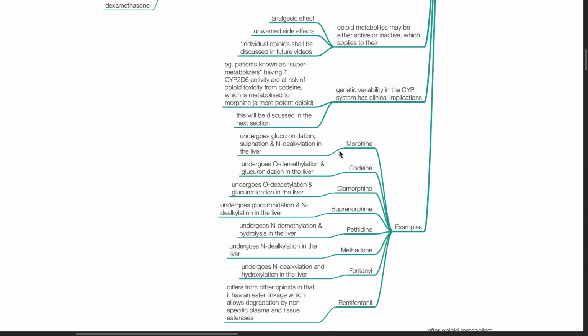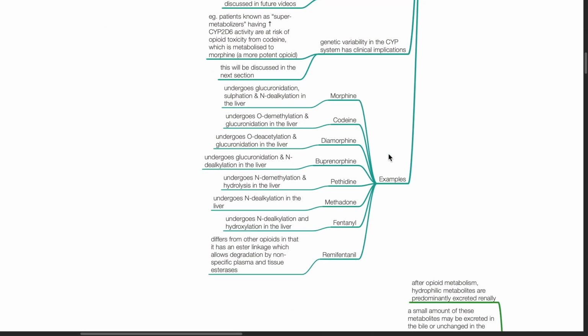Examples of metabolism of opioids. Morphine undergoes glucuronidation, sulfation and N-dealkylation in the liver. Codeine undergoes O-demethylation and glucuronidation in the liver. Diamorphine undergoes O-deacetylation and glucuronidation in the liver. Buprenorphine undergoes glucuronidation and N-dealkylation in the liver. Methadone undergoes N-demethylation and hydrolysis in the liver.